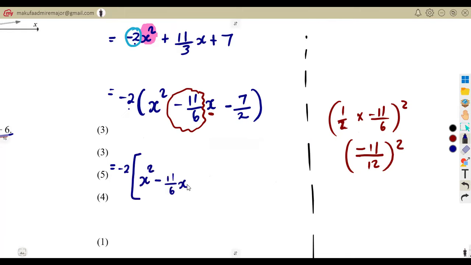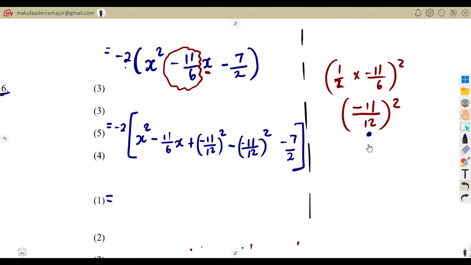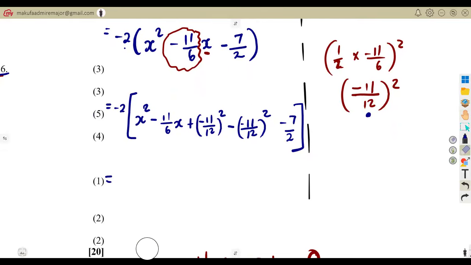So it will be x squared like this. We add the square, plus -11/12 squared. So as to neutralize our expression, we must subtract it again, -11/12 squared. We add, we also subtract it. All right, then we write as it is there, -7/2. So I've talked about this, guys. You can watch the video on the completing of the square method. I think I've explained much about this in separate videos so that you can at least understand, guys.